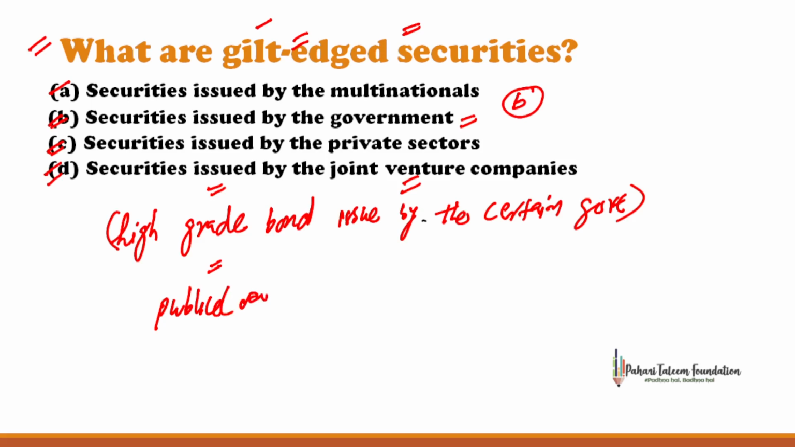Gilt edge securities are favored by the investors who seek predictable returns with little risk of default. These investments carry similar traits as the United States Treasury securities. A lot of people didn't understand the meaning of security. So what does this security mean?